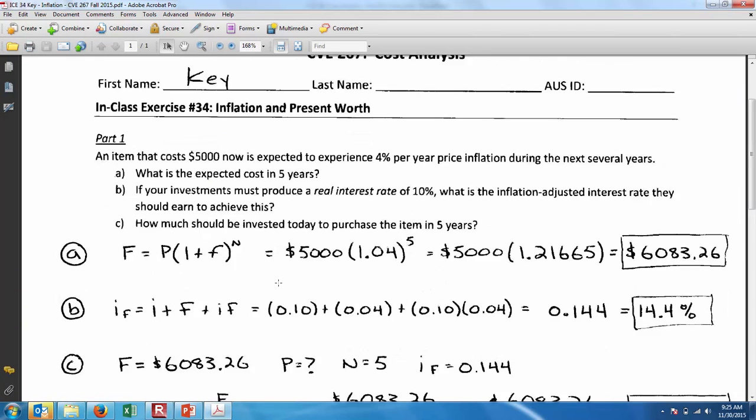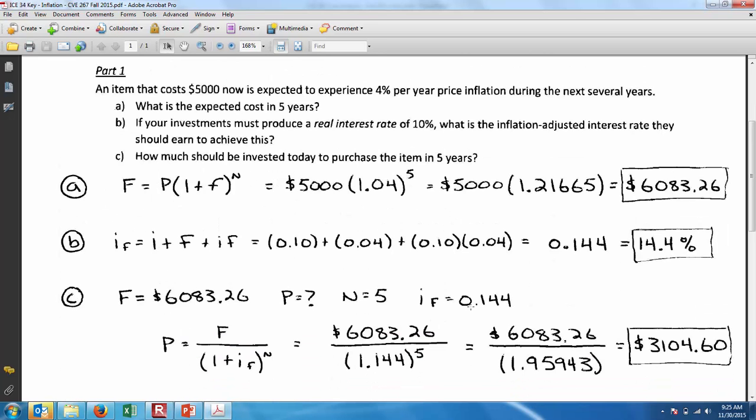All right, so let's take a look at the solution for the first one. For part 1, you can find the cost of the item after 5 years just by compounding the 4%. So you compound the 4% over 5 years, you find the factor, and it turns out that this item that costs $5,000 now is going to be $6,083 after 5 years. Okay? And the inflation-adjusted interest rate, if we want to earn 10% and inflation is 4%, the account itself has to make 14.4% in order for us to get 10% as the real return. So what that means is that your purchasing power is going to be greater even though there's inflation.